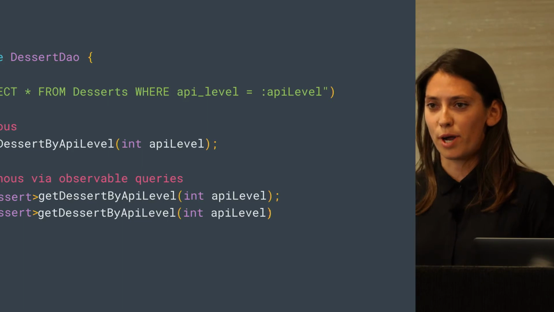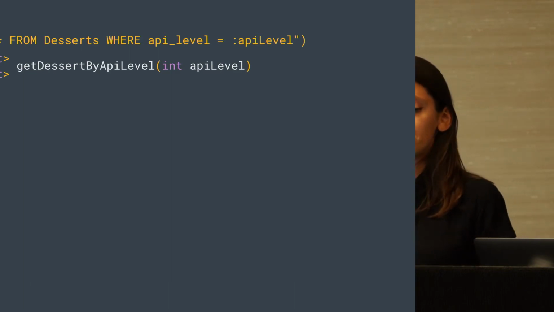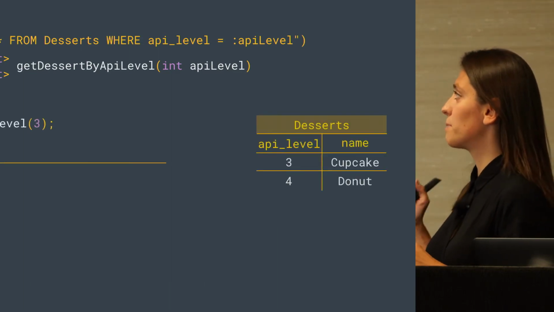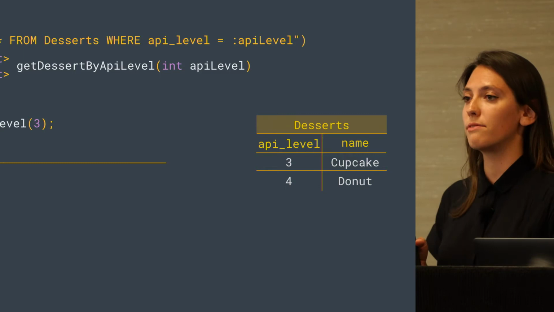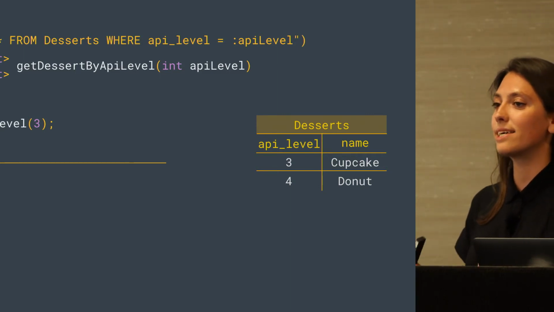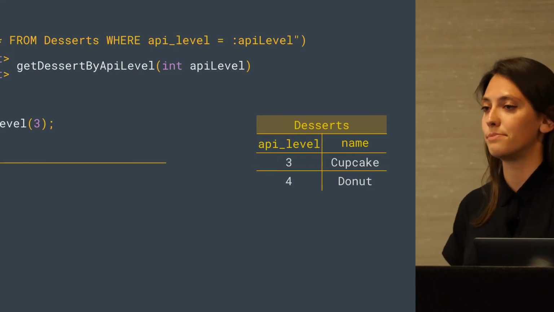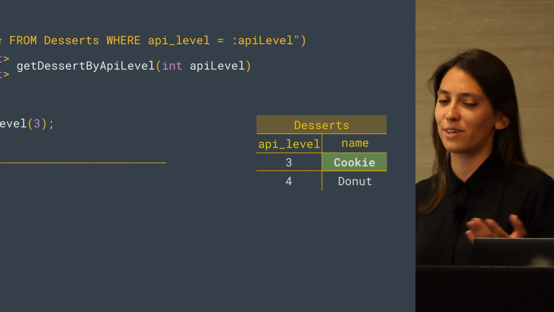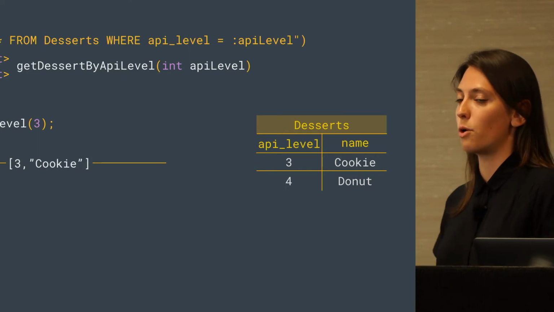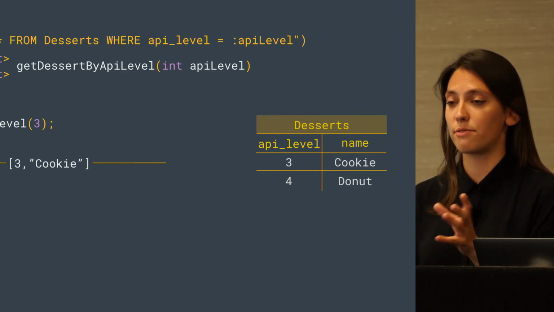Okay, what's an observable query? So both LiveData and Flowable, as a concept, work pretty much the same. So let's say that we have this table with this content: an API level 3 and a cupcake, an API level 4 donut. And what we want to do is get dessert with API level 3. What we will get is initially 3 and cupcake. But then, when we modify our database, so for example, we update the name of the dessert for API level 3 and we say cookie, because it sounds better, then automatically both LiveData or Flowable, whichever you're using, will emit and will have the new data. So you would have 3 and cookie.